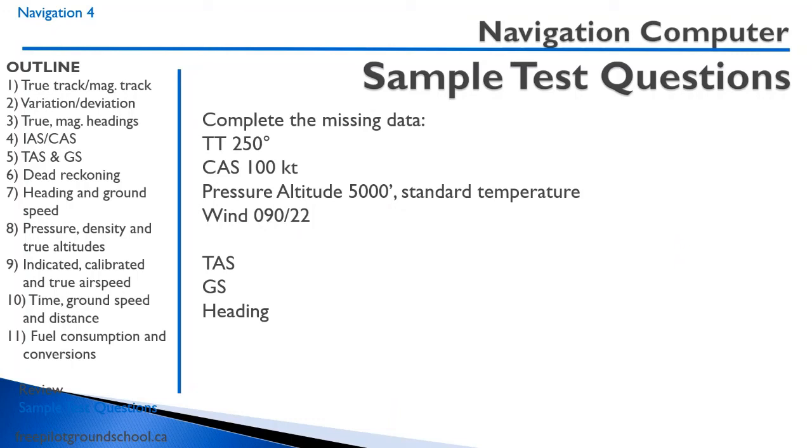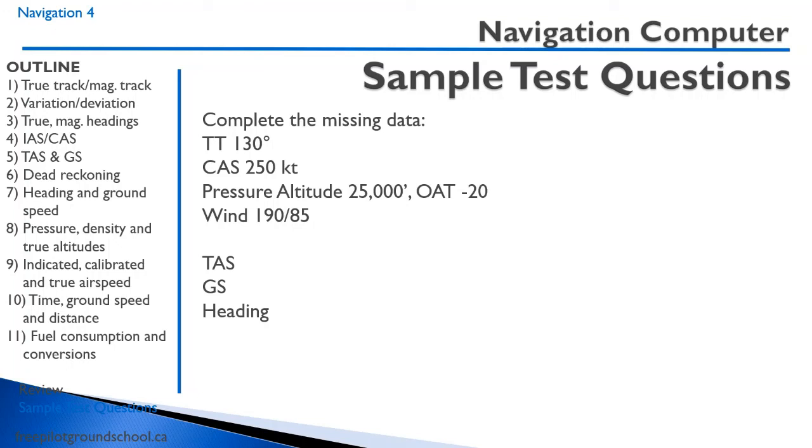Okay, so you need to figure out some data. We have a true track of 250 degrees, calibrated airspeed of 100 knots, pressure altitude of 5,000 feet at standard temperature, and the wind at 090 at 22. So the first thing we're going to do is figure out our true airspeed. So we're going to look at the front side of our flight computer, do some calculations. So we got 98 knots. Then based on the 98 knots and the wind, we can figure out our ground speed of 118 knots and our heading of 246 degrees. So work your way through that. You can pause the video, work your way through it. Just make sure you get the same answers as I did.